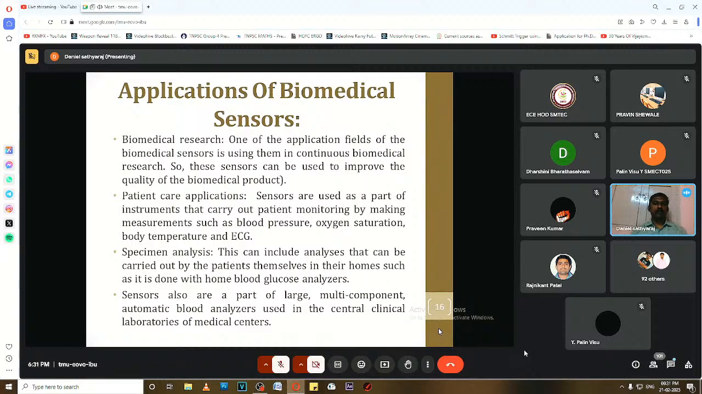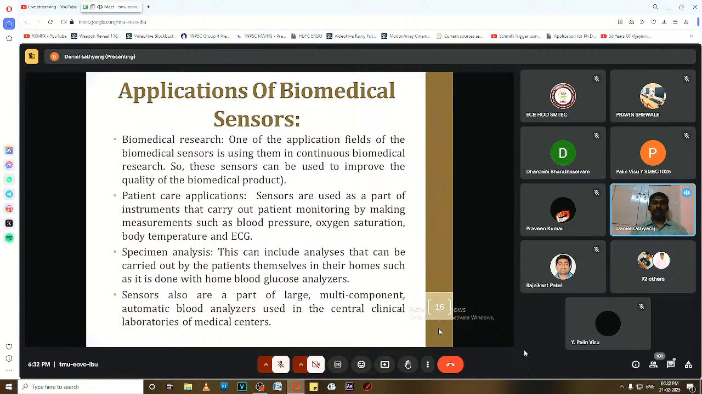So normal research, if it is in a sample place, or if we are continuously monitoring anything, can be done in an easier way. For biomedical research, many types of sensors are used. And patient care application is also another important area of biomedical sensors. These sensors are used as a part of instruments, and can be used on a patient, or when they are moving and other things.